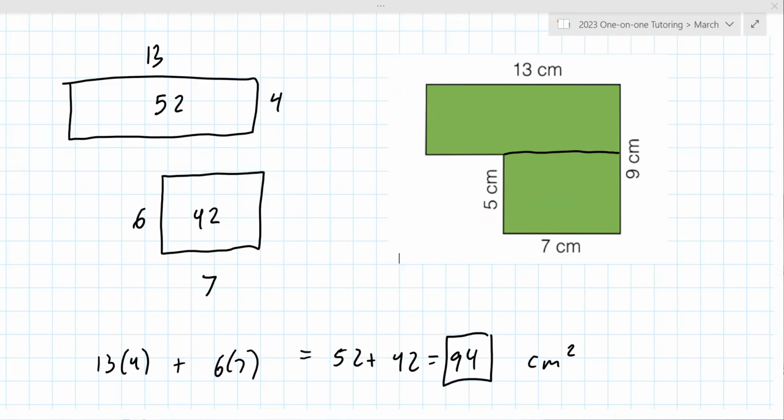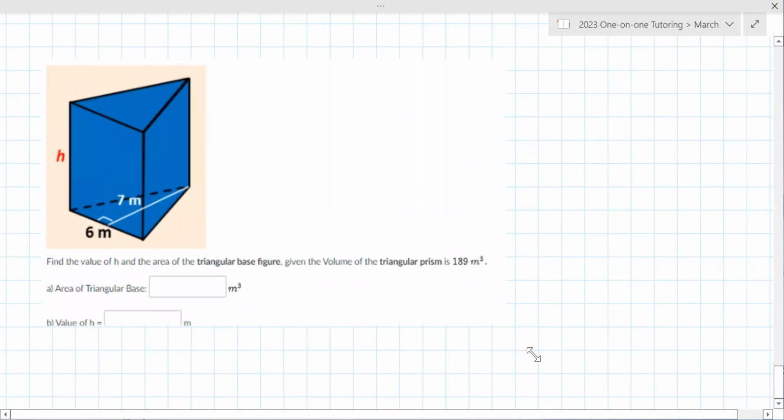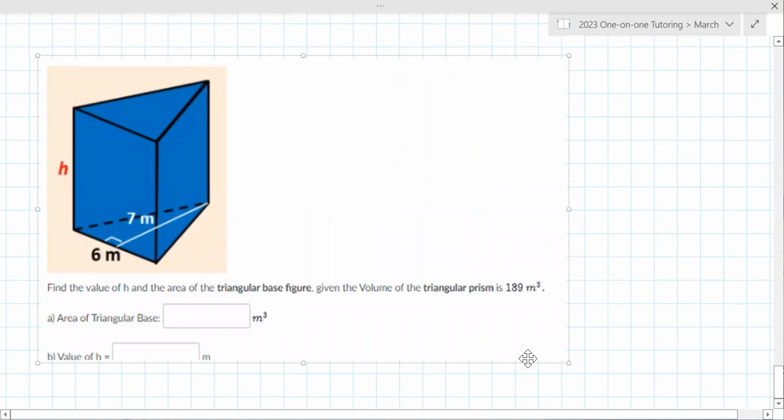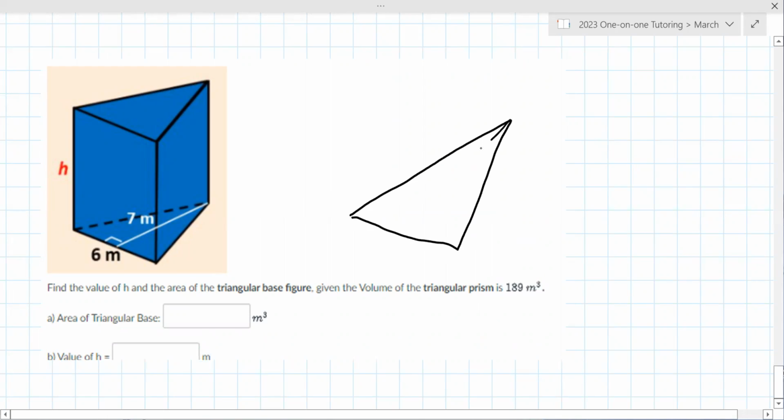All right, so this will probably be our last question for today. Find the value of H and the area of the triangular base figure, given the volume of the triangular prism is, okay, blah, blah, blah. First thing here is probably to draw the triangle. Even if you don't agree on where the right angle is, it's still good to just go with it. The base is 6, the height is 7.